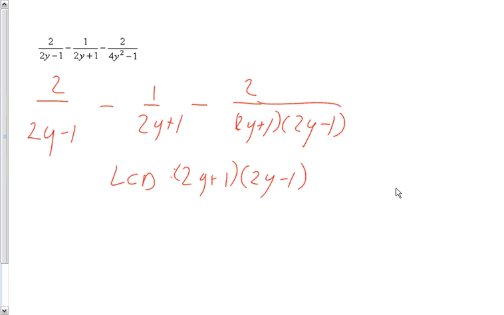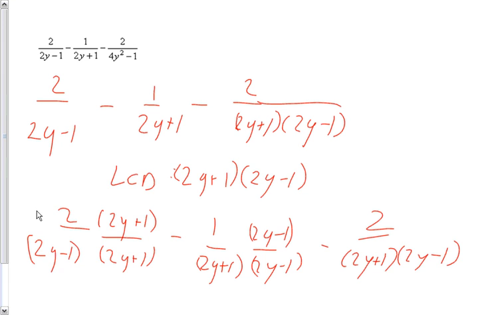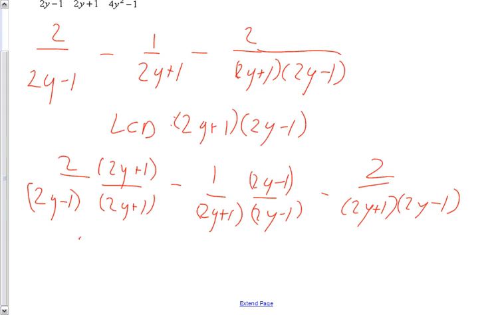All right, so the first one needs a 2y plus 1 on it. So you need to do it to both. The second one has a 2y plus 1, so it needs the opposite, 2y minus 1. The third one needs nothing. It has the LCD. So it's 2 over itself, 2y plus 1, 2y minus 1. Alrighty. So after that, all you got to do is distribute.